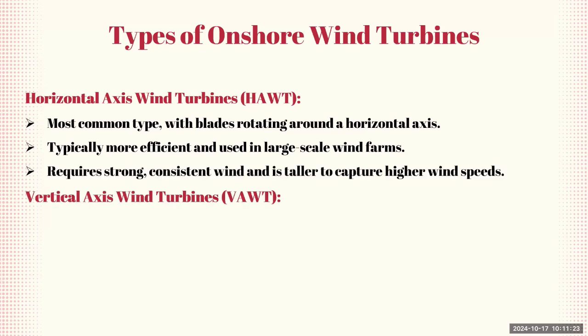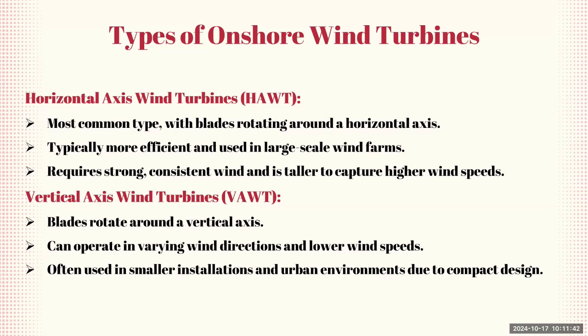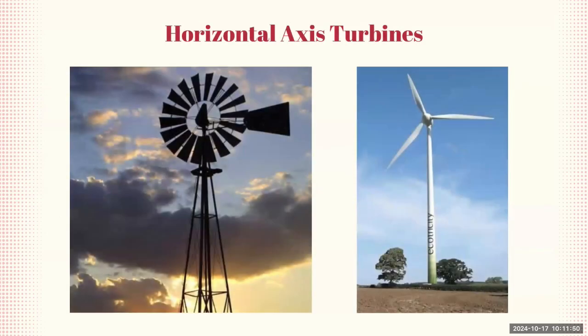Then we also have vertical axis wind turbines, which are the opposite. These turbines have blades that rotate around a vertical axis, compared to the horizontal one, which rotates around a horizontal axis. They can operate in varying wind directions and lower wind speeds, making them more versatile for urban environments or smaller installations due to their compact design. Let me show you some quick pictures. This is an example of a horizontal axis turbine.